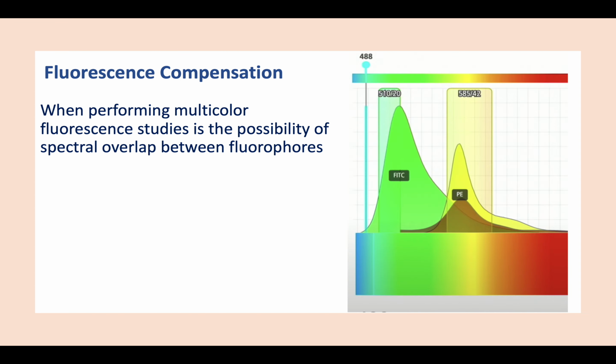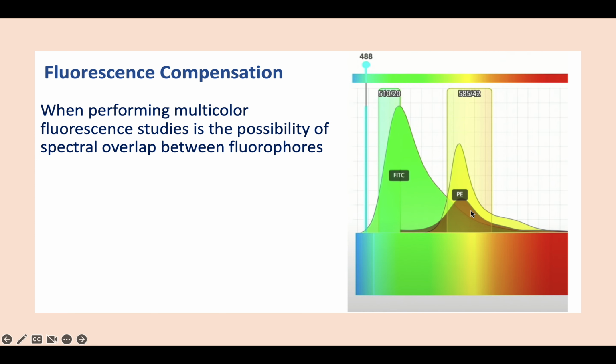One thing that I would like to talk about is fluorescence compensation. Sometimes when we're performing multicolor fluorescence studies, we have to be aware that there is possible spectral overlap between fluorophores. In this example, let's say you're working with FITC and PE as our fluorophores. FITC predominantly signals in the green emission range, but it also has photons that emit at longer wavelengths that would actually end up in the PE channel. Here we see that there is a spectral overlap and this would interfere with our analysis.